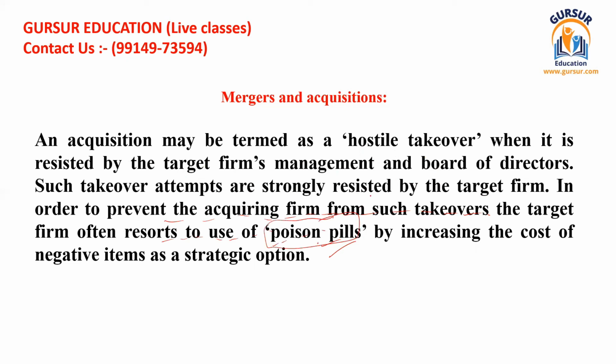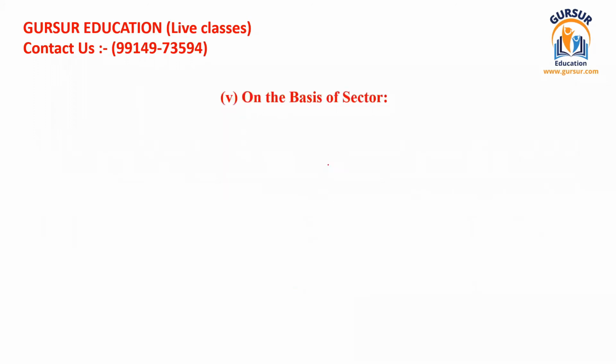Poison pills simply mean you increase the cost of negative items as a strategic option. Sometimes you try to inflate the prices of your assets or some of the other things, like you try to increase your debts, so that the new companies do not wish to invest in your country. These kinds of actions are known as the use of poison pills. So I hope you have got the idea regarding all the types of FDI.